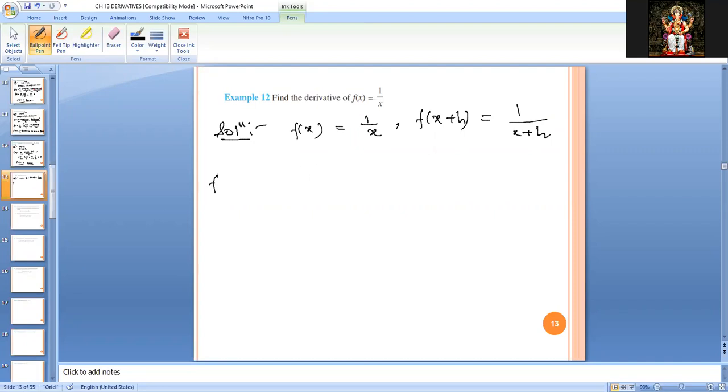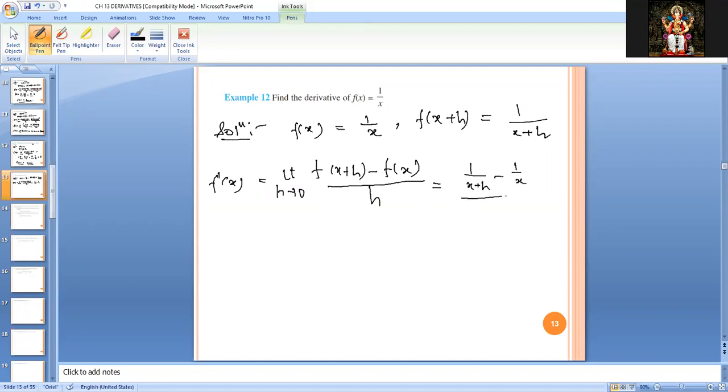Now, f dash x is equal to limit h tending to 0, f of x plus h minus f of x upon h, which is equal to 1 upon x plus h minus 1 upon x, upon h, and limit h tending to 0. f dash x is equal to limit h tending to 0. How to simplify 1 upon x plus h minus 1 upon x?